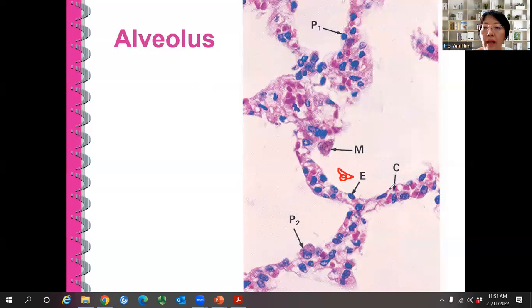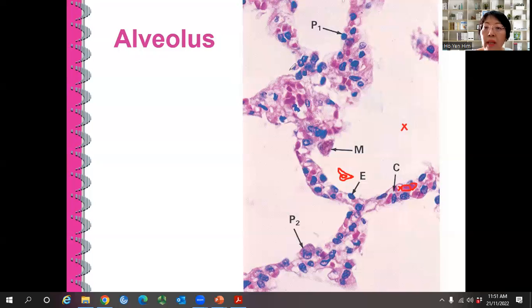Okay, C stands for capillary. Now, very easy to see the capillary, right? Because why? You see the space here is white color. The space here is also white color. That means it's empty. But this capillary has a red blood cell here, a red blood cell here. So therefore, this is the capillary.